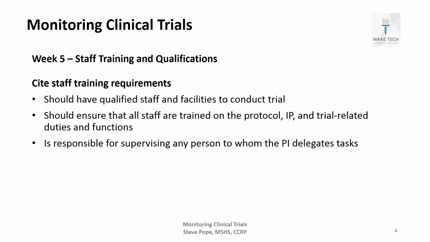So principal investigators should have qualified staff and facilities to conduct the trial. They should ensure that all staff are trained on the protocol, the investigational product, and the trial-related duties and functions related to the study. And they're going to be responsible for supervising any person to whom the PI delegates a task. So we're going to go over that in a little bit more detail. We're going to talk about what it means to be qualified and what the responsibilities are from the PI for delegating certain tasks to members of their staff.